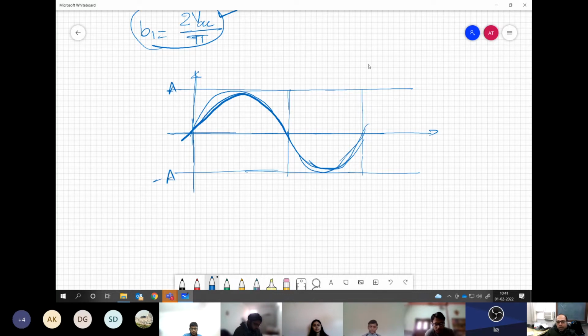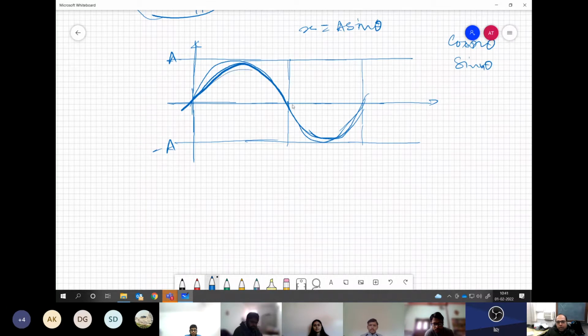A sinusoid is there and you are trying to take the Fourier transform of this. So we will say this signal is x, which is nothing but a sine theta. Now we are trying to take the Fourier transform. What we will do is multiply by cosine n theta and sine n theta and take the average.